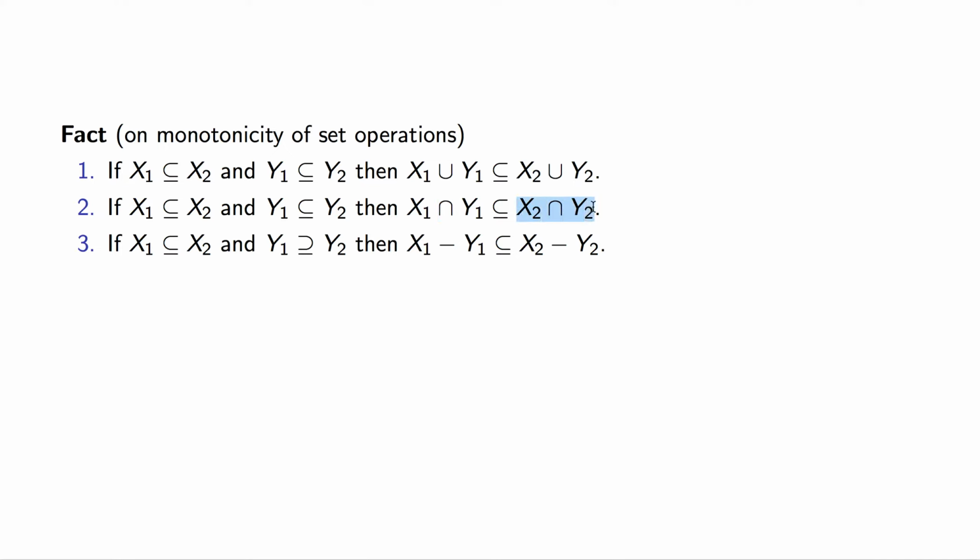And finally, I'm going to consider the difference. I'm taking the difference of x1 and y1, and then I want this to be a subset of x2 minus y2. In this case, I need to make x1 bigger, but with y1 I need to be careful. Y1 actually needs to become smaller in order to achieve such an effect.